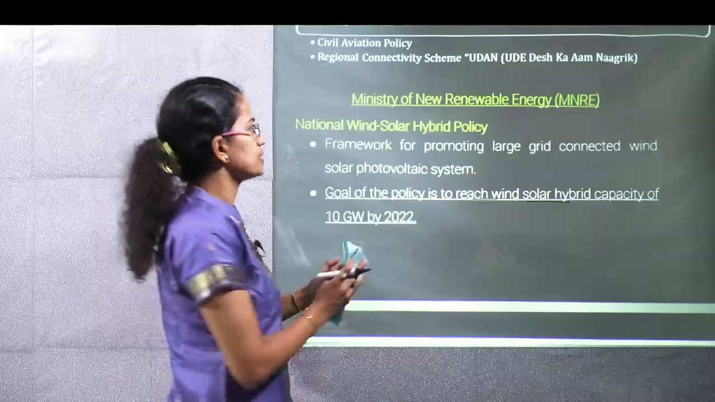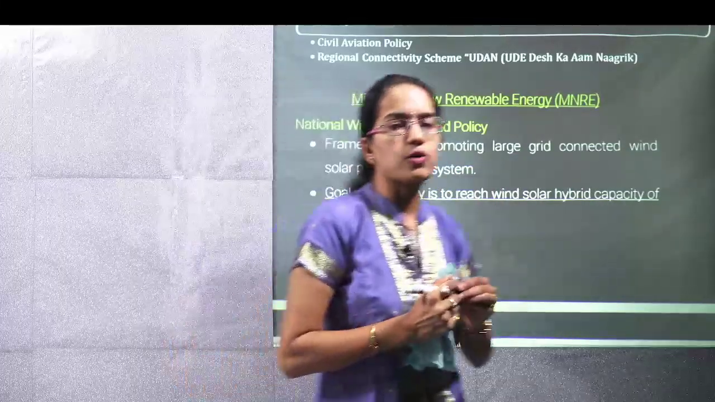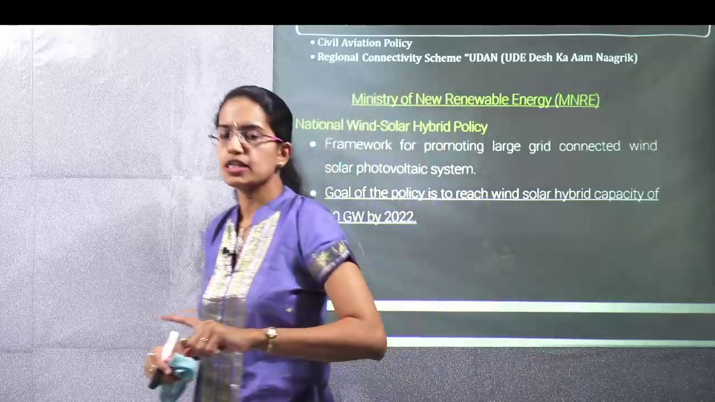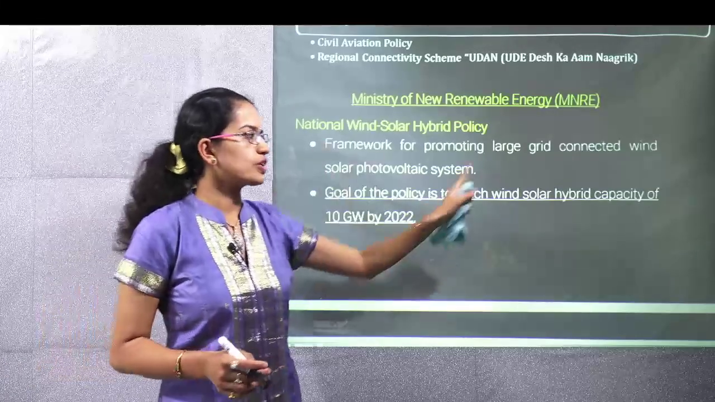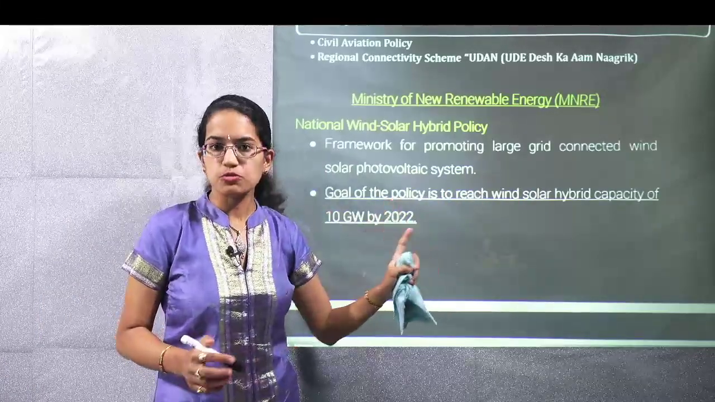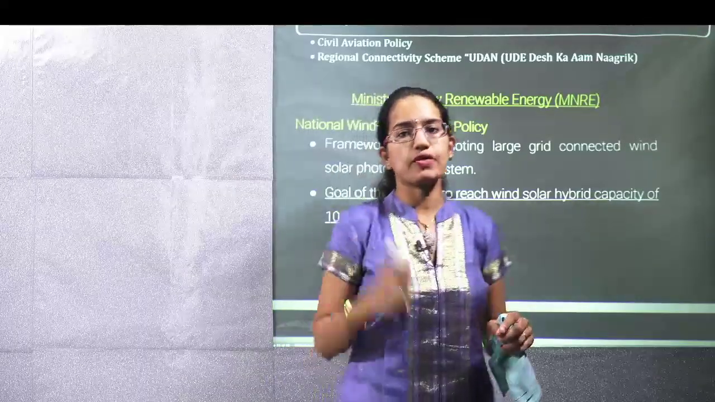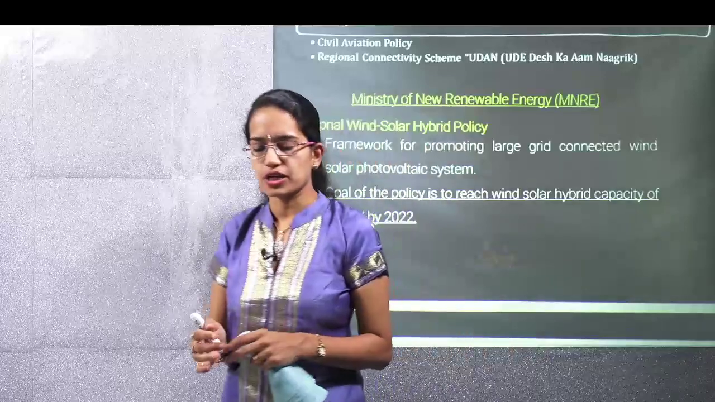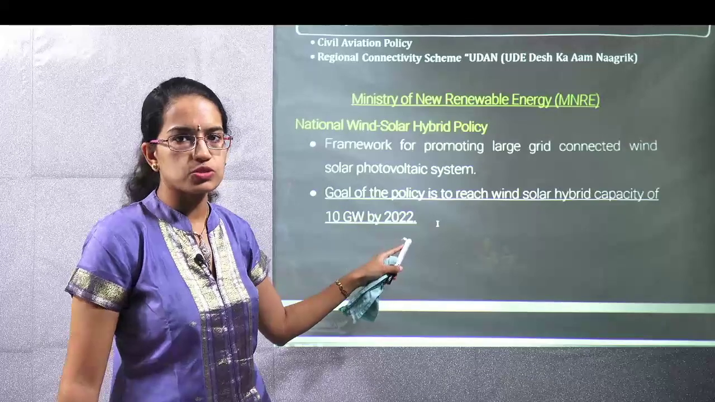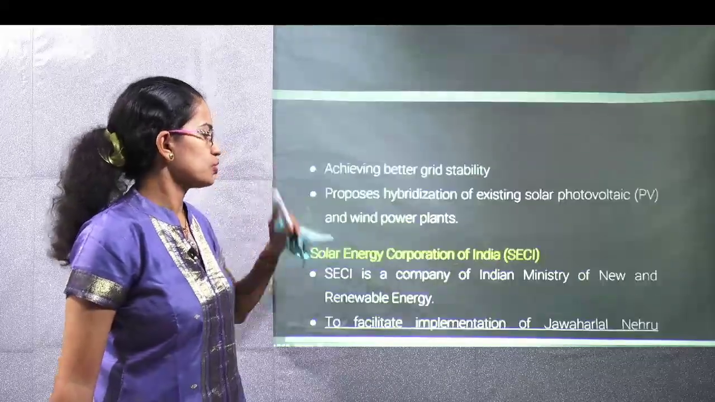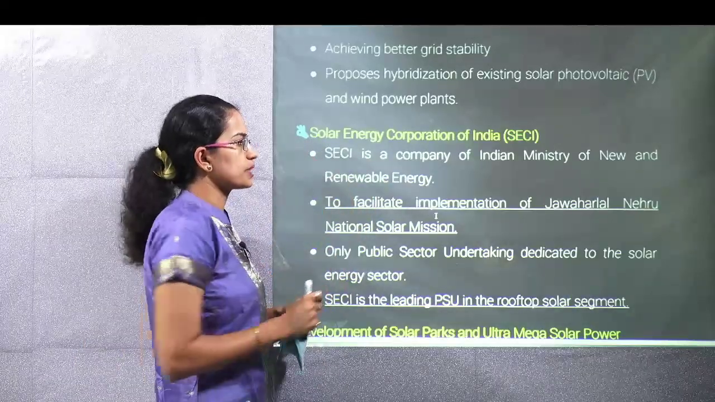Coming on to the next set of ministries is the Ministry of Non-Renewable Energy. Under non-renewable, we first talk about the mix of wind-solar hybrid energy. Now this wind-solar hybrid energy is important because we have the goal of 10 gigawatt by 2022. So the goal for the individual non-renewable energy becomes very important, the target goals by 2022. So that could be a kind of direct question. We have covered an exclusive class on the non-renewable sources of energy and the target goal, so you can refer to that. This becomes a very important question.